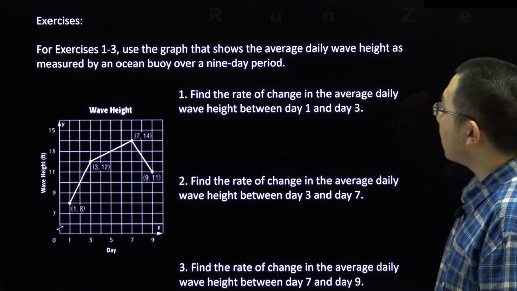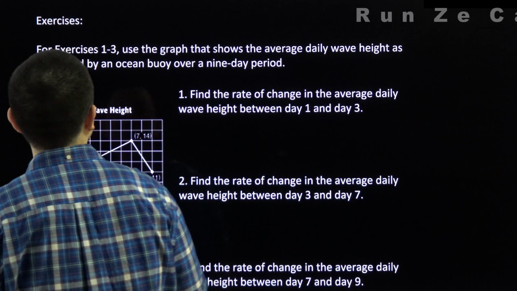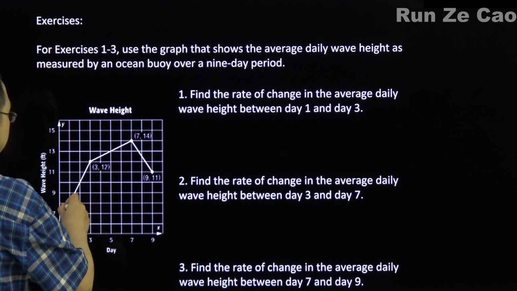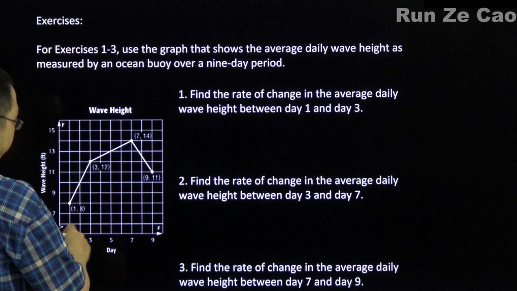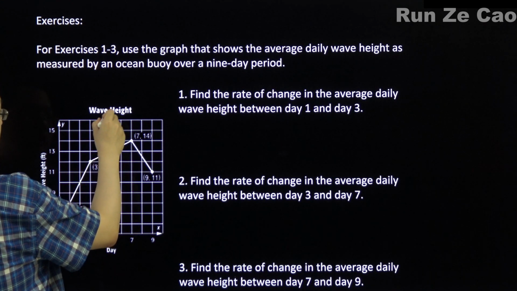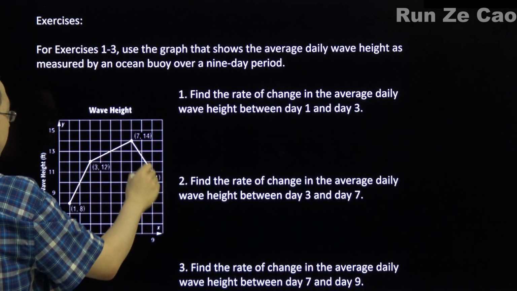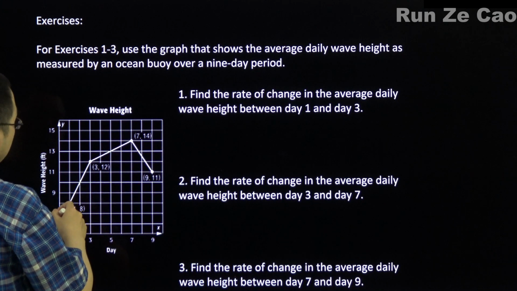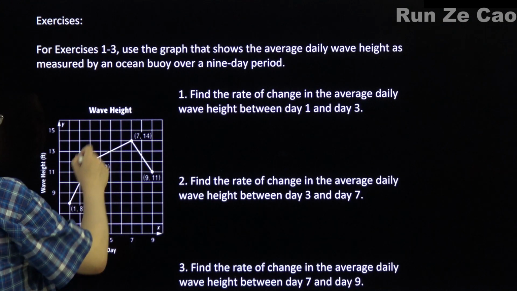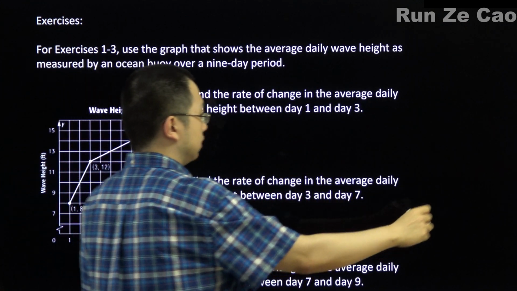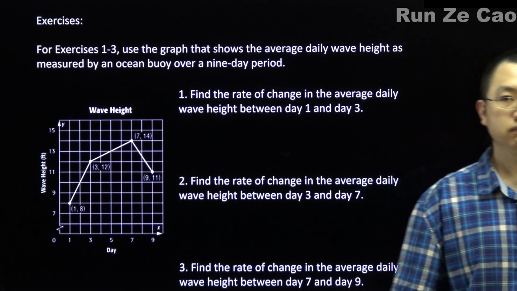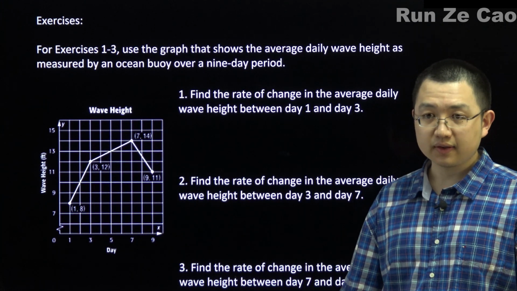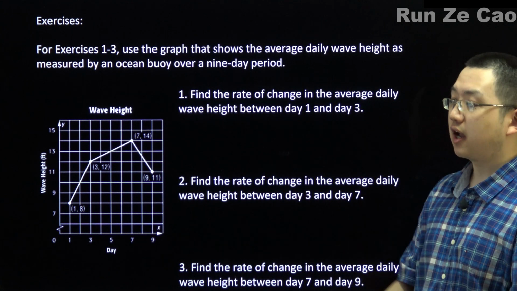The average daily wave height as measured by an ocean buoy over a 9-day period. Realistically, you're probably going to have another reading in the middle that's way high up, because wave heights follow a sinusoidal function over time, because of how spring tides and neap tides work.